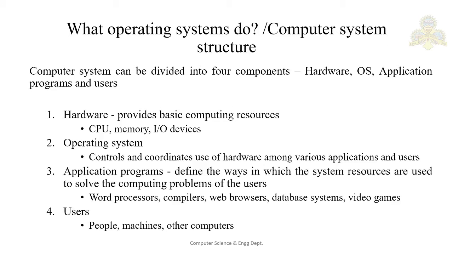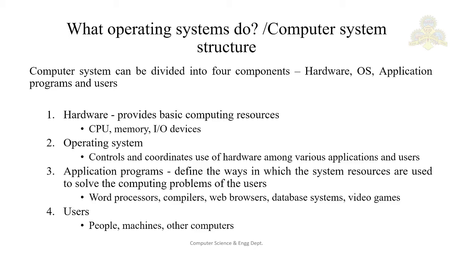Next, we'll see what operating systems do, or the computer system structure. Basically, the computer system can be divided into four components: hardware, operating system, application programs, and the users. The hardware consists of memory, CPU, ALU, IO devices, etc. Then the operating system. As we all know, the operating system controls and coordinates the use of the hardware among various applications and users.